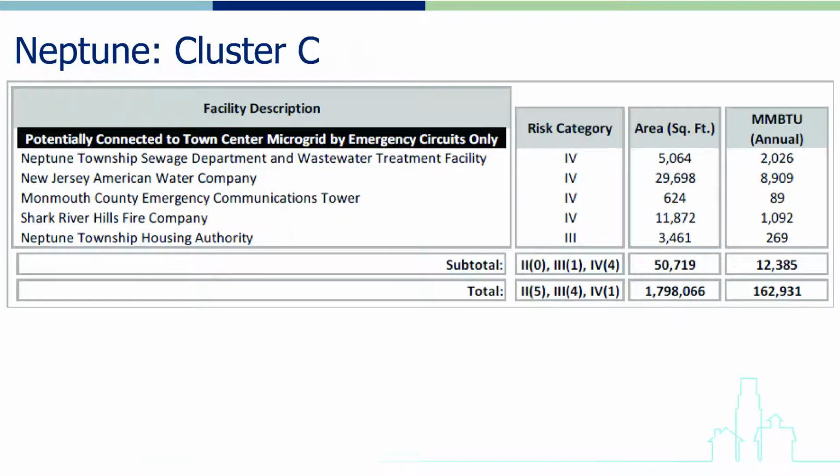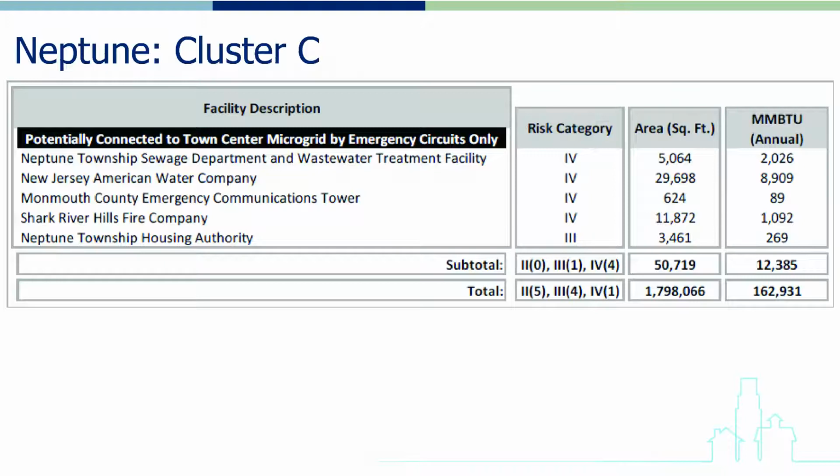And finally, Cluster C on the Neptune master spreadsheet. Cluster C is basically an outlier. The energy profile for these 5 facilities is not strong, especially in terms of a high energy use anchor site, but the facilities identified are all critical in terms of overall community resilience.